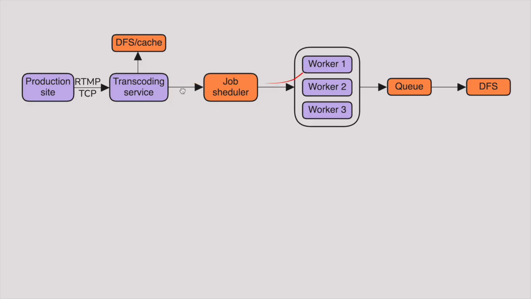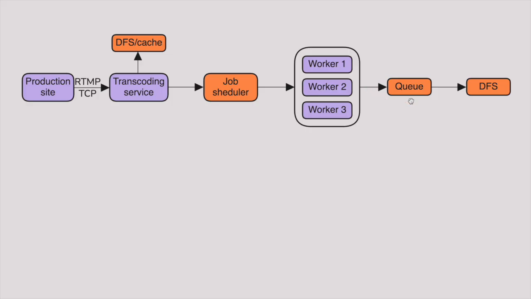The worker would receive a message with information about where the original video is located and the task that has to be performed, what kind of resolution and codec this video has to be transcoded to. Then it would get the original video from the cache, transcode the video, store it in the distributed file system, then cache it, and send a message about the job completion to a separate queue, as you can see over here, from the workers.